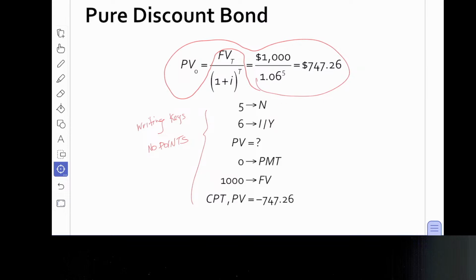This is how it was entered from left to right and compute PV. So this is a familiar formula because it's the general or the basic time value of money relationship. But in this context, this is the price of a bond. And the bond is purchased at a discount. You're going to get $1,000 for loaning $747.26 now. And implicit in that is a 6% rate of return each year.